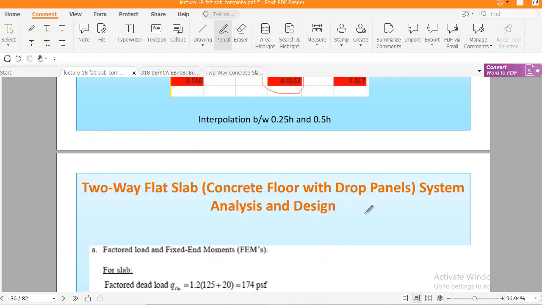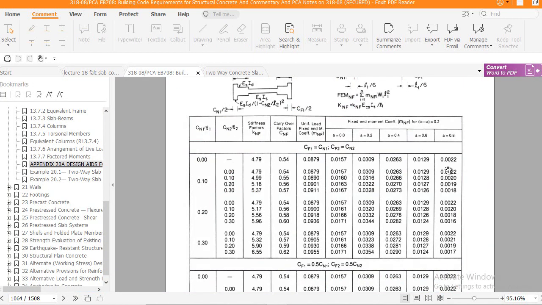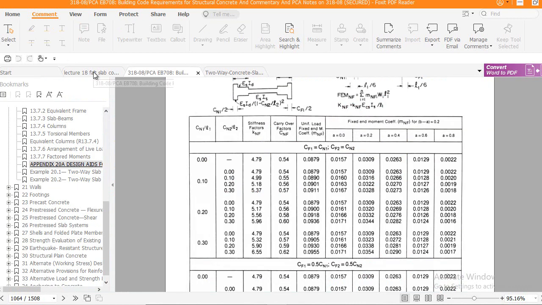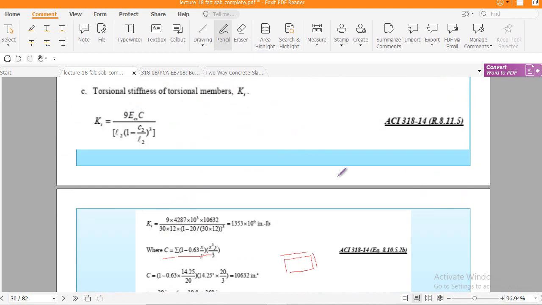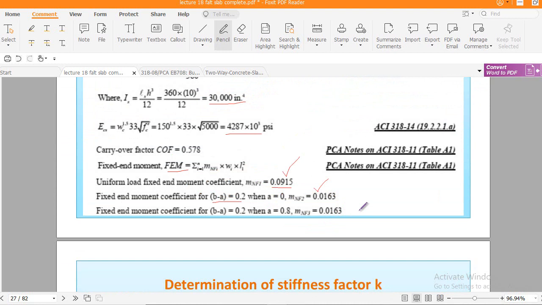And for the next portion, which is this one, in that case I will consider A equals 0.8. So when I consider 0.8, I do the same calculation from here. And remember, in this case, as the drop panel size is the same as this one, the value calculated for this portion will remain the same for this one as well. So for that portion, MNF3 will also be equal to 0.0163. You have to interpolate the value for this one. You have to do it by yourself for A equals 0.8. This is a very important calculation. You must understand how to use these calculations.